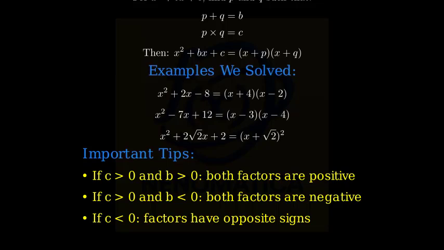Some important tips to remember. If the constant term is positive and the coefficient of x is positive, both factors will be positive. If the constant term is positive and the coefficient of x is negative, both factors will be negative. If the constant term is negative, the factors will have opposite signs.